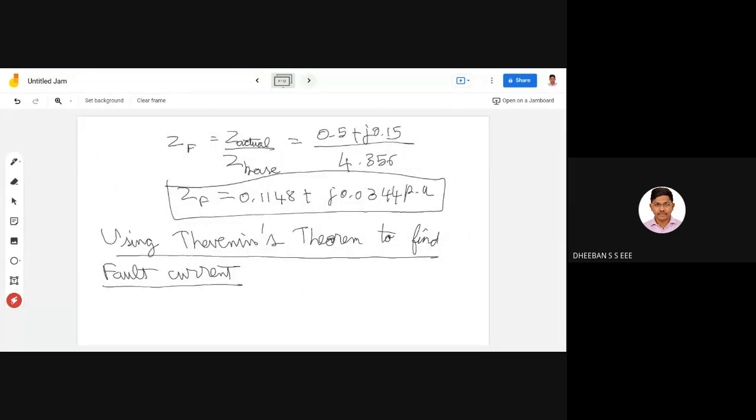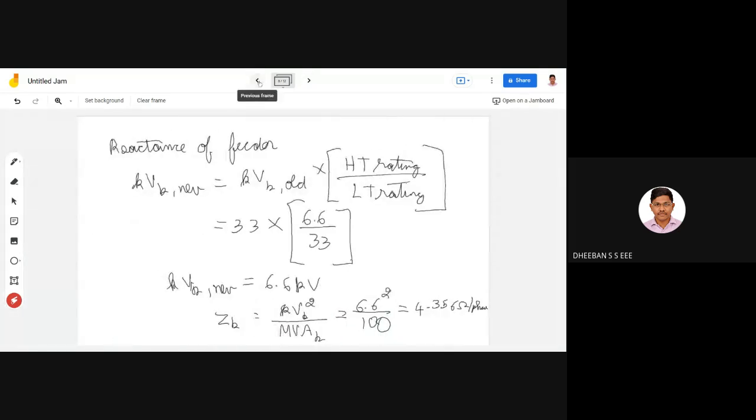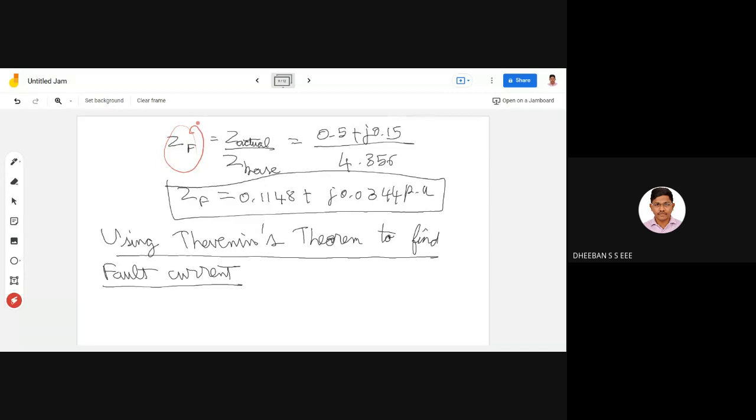After this, we have to see the fault impedance, fault reactance. Okay. For finding the fault reactance, this is the ZB, and this is the reactance for the feeder. Okay, the same thing: Z actual by Z base, you'll be finding, and you'll be getting the value of ZF. And after this only you have to find the fault current. Okay, so you will be getting all the reactances, and after this, how you'll be applying Thevenin's theorem to find the fault current, that we'll be seeing.